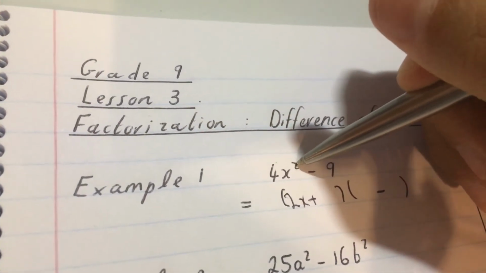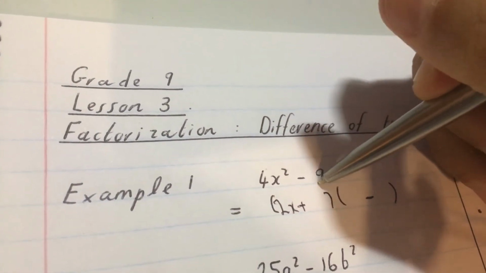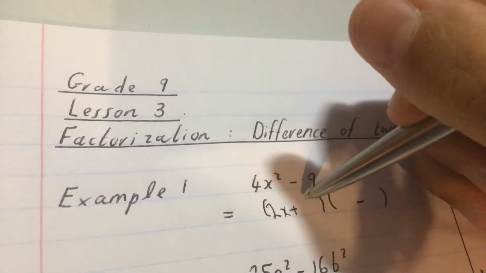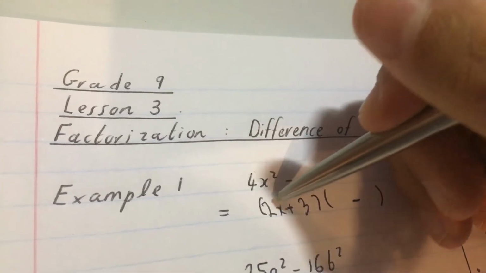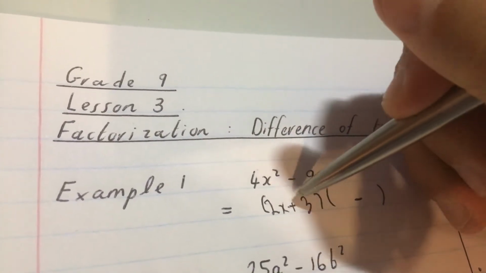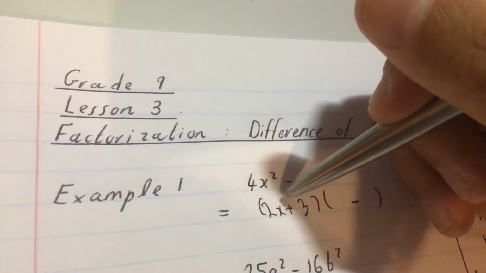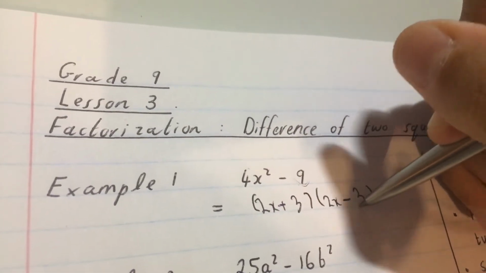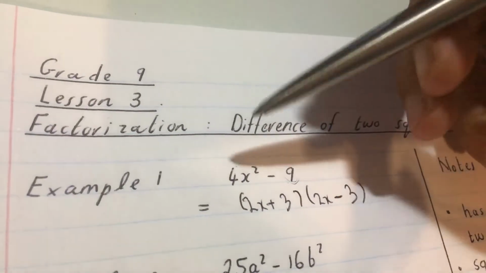I halve the power, so half of 2 is 1. And what's the root of 9? It's 3. And whatever you have in one bracket is exactly the same in the other, but with a minus. So I'll repeat that again.